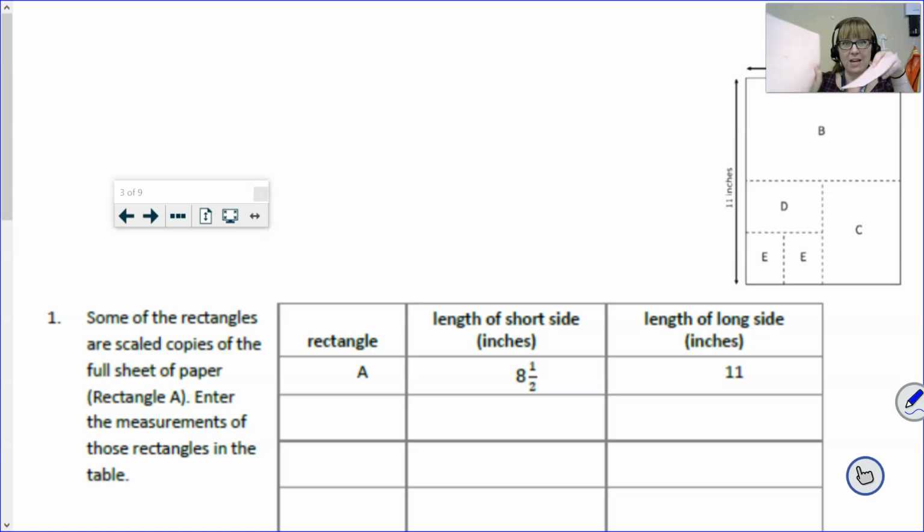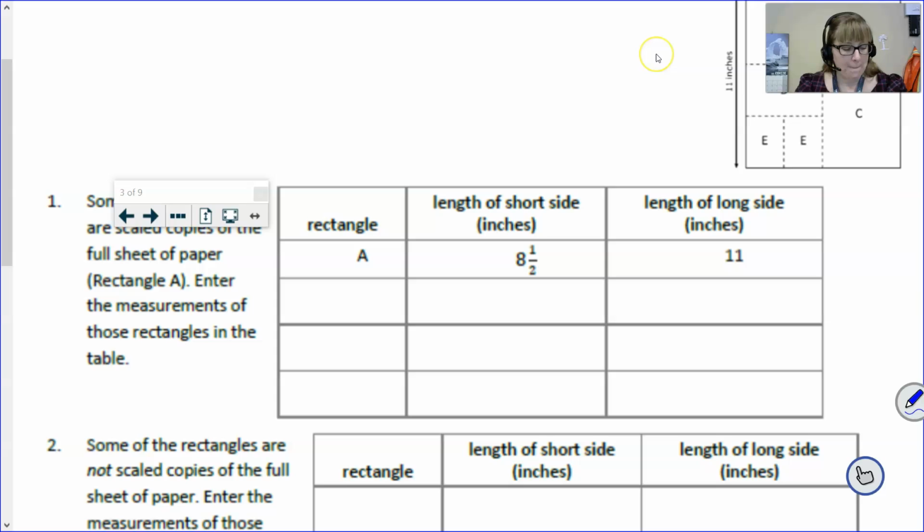And you're going to repeat with each one of these rectangles, trying to figure out which ones are scaled copies of A. Again, you know it's a scaled copy of A if you can do that perspective trick and make them line up perfectly, both with the widths and the heights. So pause the video, figure out which ones are scaled copies. Let's take a look and see how you did.